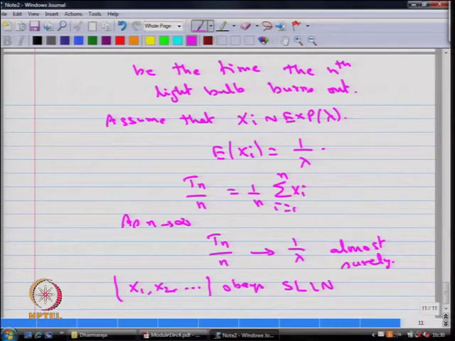Even though in this problem I made the assumption that Xi's follow the exponential distribution with the parameter lambda, in general the lifetime can be any distribution. So, this problem will be discussed in detail in renewal processes. As such, here we are making the assumption that the distribution of Xi's is exponential, therefore convergence takes place almost surely to the value 1 by lambda. This can be generalized.